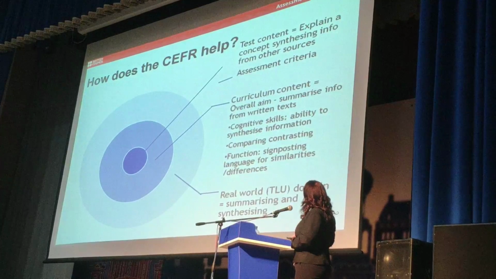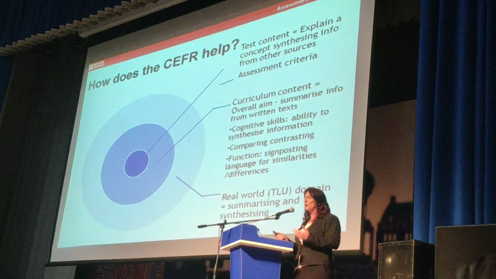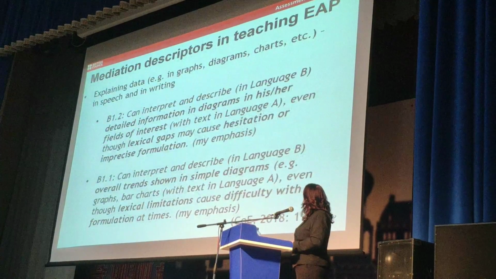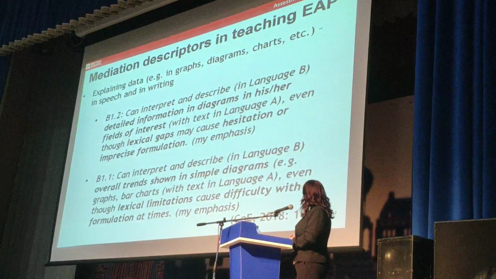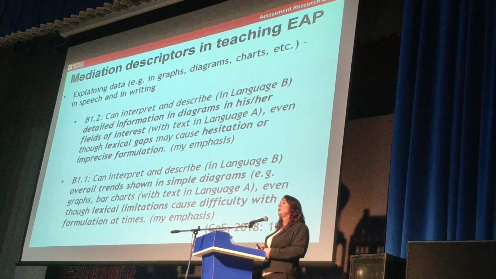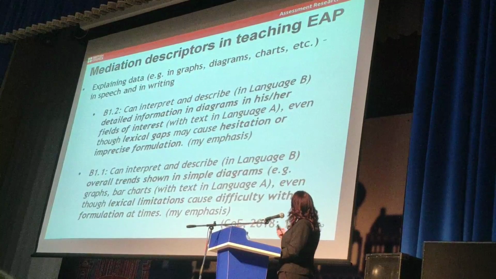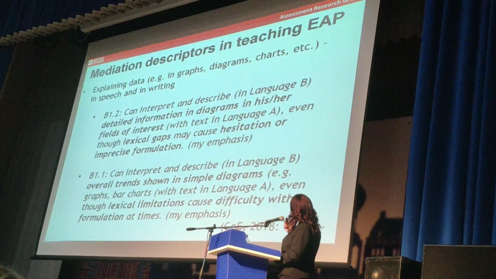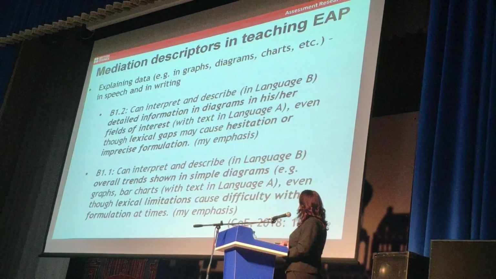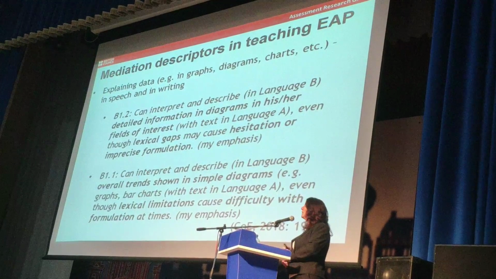From that, we then get the test content, which is explaining a concept, synthesising information, so it could be a written task or a spoken task, that doesn't matter, and we're given the assessment criteria in the form of the descriptors. If we look at B1 level now, this is the B1 level for explaining data in graphs. So these are what we can expect of a student at B1 level. Again, we're looking at detailed information in diagrams in his or her fields of interest, because again, we're still staying with what they know. Lexical gaps may cause hesitation, there may be some imprecise formulation, and describing overall trends in simple diagrams.